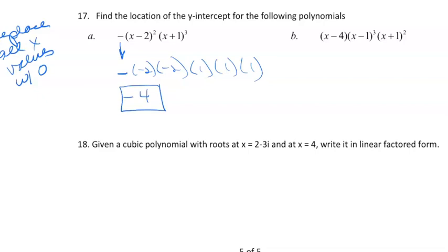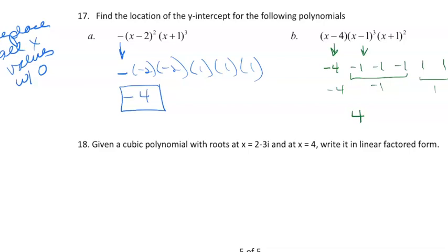Same idea. Replace every single one of your x's with 0. That gives me a negative 4 here. It gives me a negative 1 three times. It gives me a positive 1 twice. So these are negative 1. This is negative 4. This is 1. That's going to give me a positive 4. Okay, be able to do this.